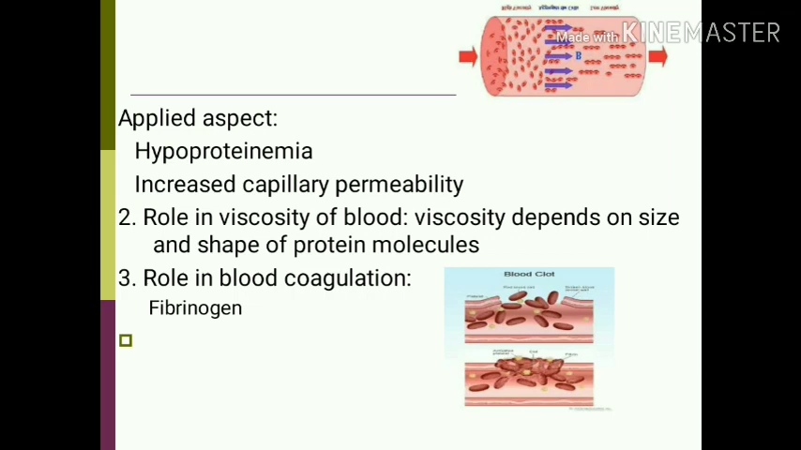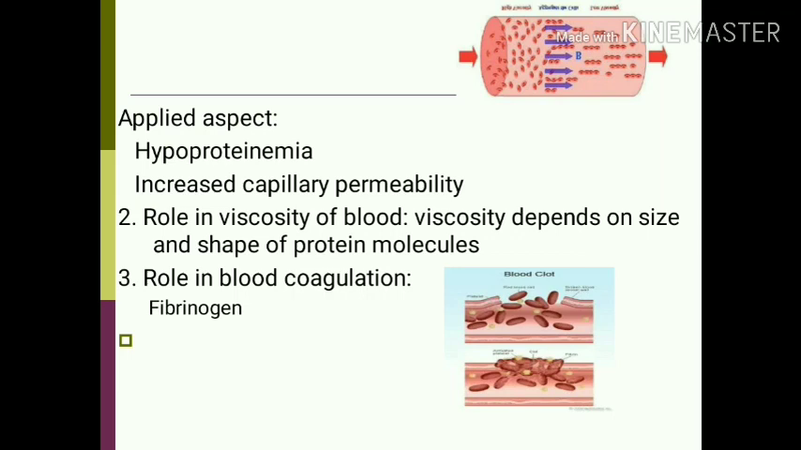Applied aspect: in case of hypoproteinemia, colloid osmotic pressure decreases and therefore filtration at the arterial end is increased as compared to absorption at the venous end, and that results in edema. Also, whenever there is increased capillary permeability, plasma proteins escape from the capillary wall and that results in edema. So, this is the first function, maintenance of colloid osmotic pressure.